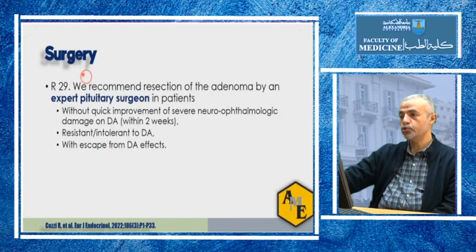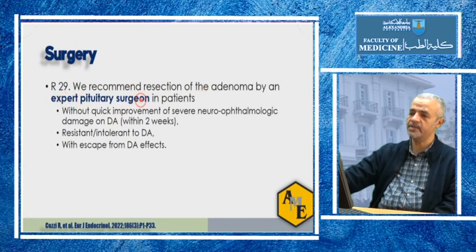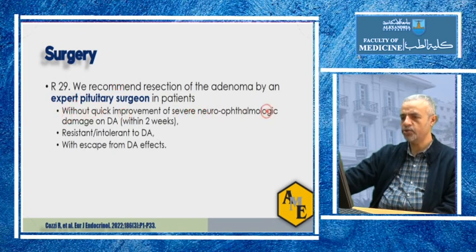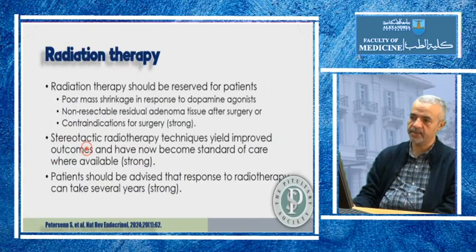Surgery should be offered with an expert pituitary surgeon, because this is actually the main determinant of the outcomes of surgery in a pituitary tumor. You have to offer surgery if there is no quick improvement of severe neuro-ophthalmologic damage with dopamine agonist, and by rapid we are talking about 2 weeks, if the patient is resistant or intolerant to dopamine agonist, or if the patient has shown initial response to dopamine agonist and then escaped the dopamine agonist effect.